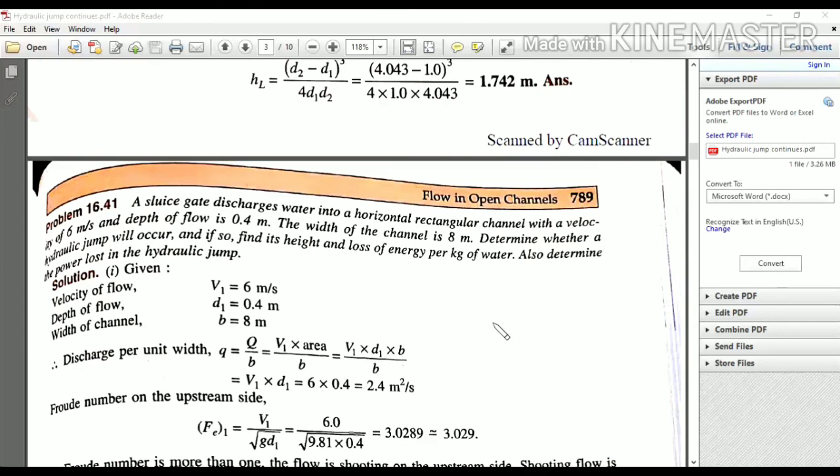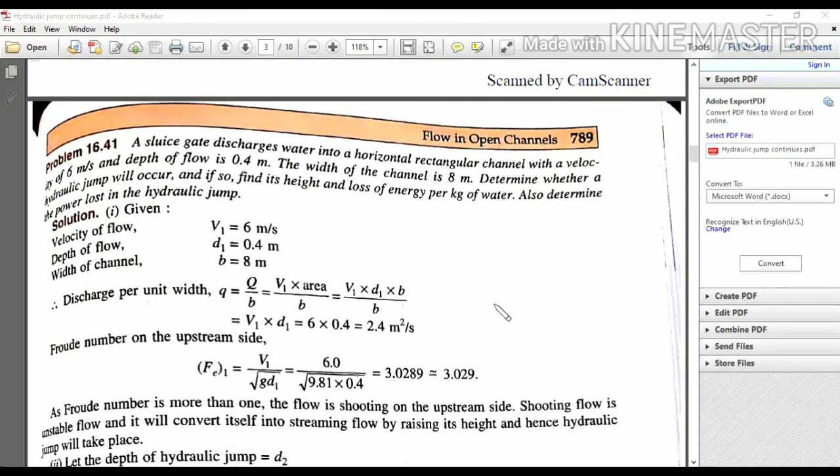So next we shall go with one more problem that is given here. A sluice gate discharges water onto a horizontal rectangular channel with a velocity. Again the velocity is given and the depth of flow 0.4 is given. Same problem as the previous. The width of the channel here is given as 8 meters.